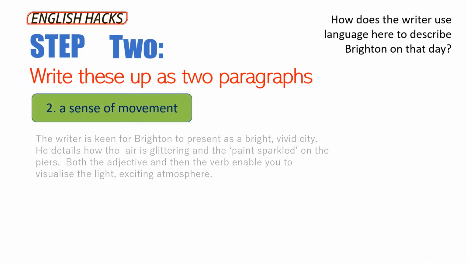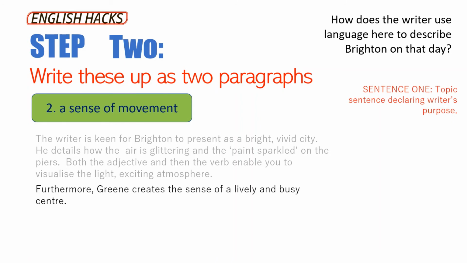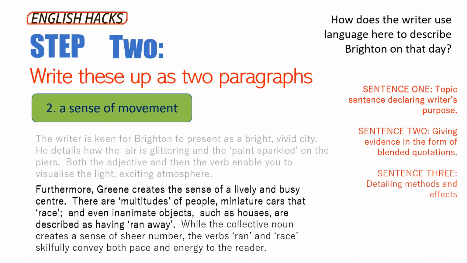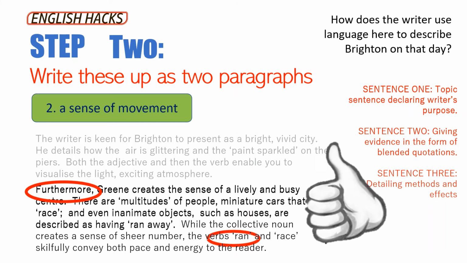And so to our second paragraph, beginning with our topic sentence declaring the writer's purpose. Furthermore, green creates the sense of a lively and busy centre, followed by sentence 2, which gives evidence in the form of blended quotations. There are multitudes of people, miniature cars that race, and even inanimate objects, such as houses, are described as having run away. And finally, sentence 3, detailing methods and intended effects upon the reader. While the collective noun creates a sense of sheer number, the verbs ran and race skillfully convey both pace and energy to the reader. Remember our linking words in that second paragraph.